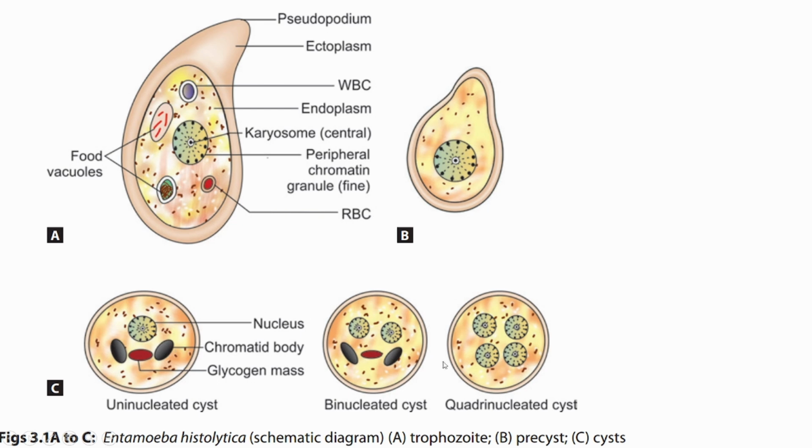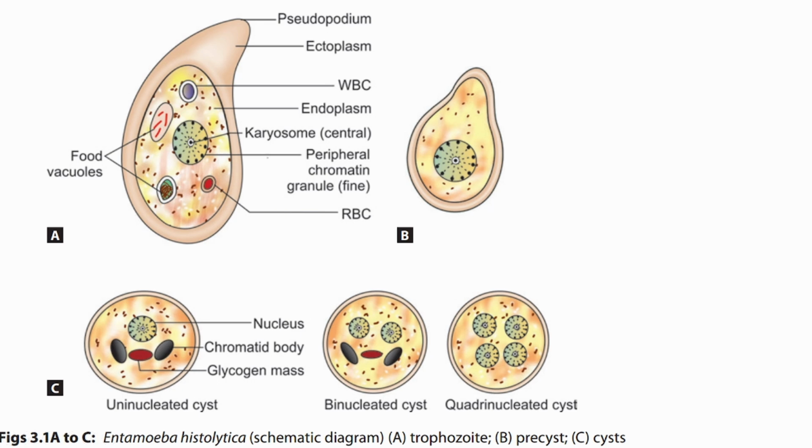So this looks like this and this looks like this. This is the matured one, the quadrinucleated cyst. Quadri means 4. You can see 1, 2, 3, 4, 4 nucleus. And this will be given in microbiology lab exams. Okay, they might keep a picture of this, or they might put the slide under the microscope, and you have to see this and understand what kind of cyst it is.